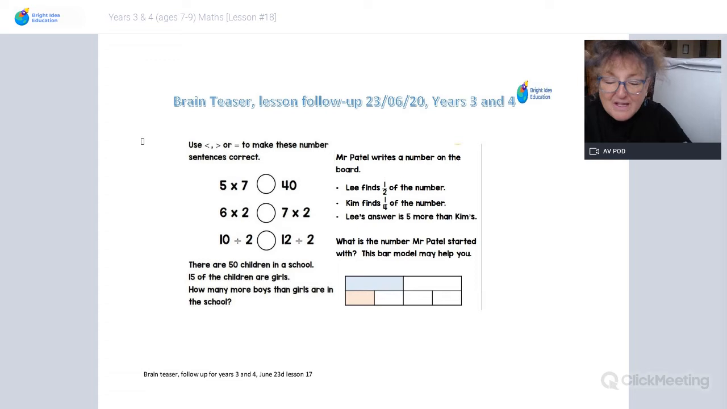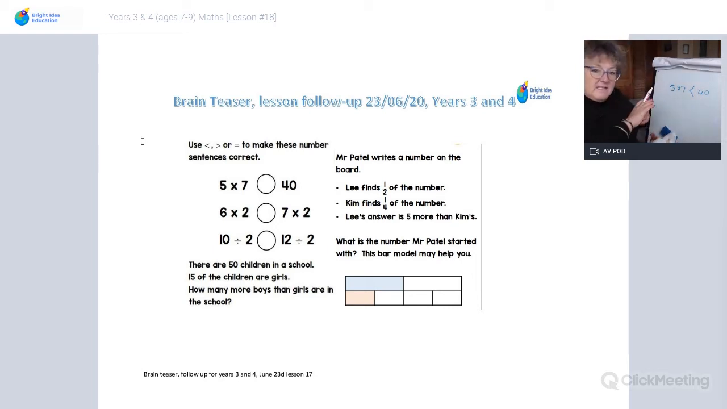So we're looking at the brain teasers and I can see answers are flying in. So we are using greater than or less than. Are 5 sevens greater or less than 40? 5 sevens are 35. So they are less than 40, aren't they? So for 5 sevens and the 40, we need the less than sign. So 5 times 7 is less than 40. That's what we need, a less than sign, okay?